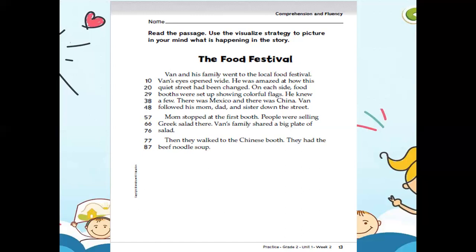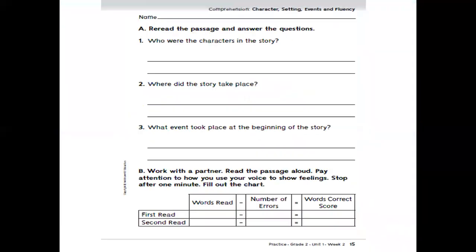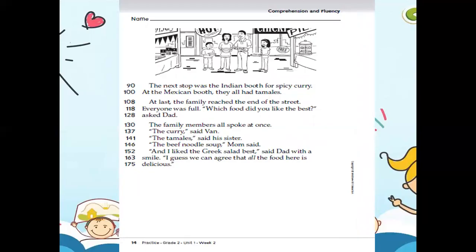What's the meaning of booths here? The booths are small temporary tents or structures. They use them for selling food or maybe other materials, not only food. And they have colorful flags. You can imagine that. Look at here. You can imagine all these booths with colorful flags. They are not colorful here, but you can imagine them like that.